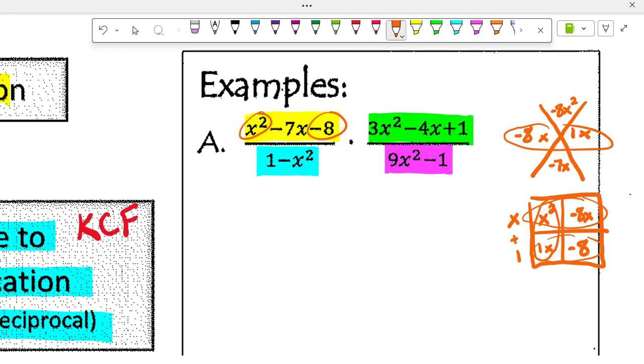What about right here? X. And then right here. So take note, it starts with a negative. Negative 8. So the first one we would factor as x plus 1, x minus 8.